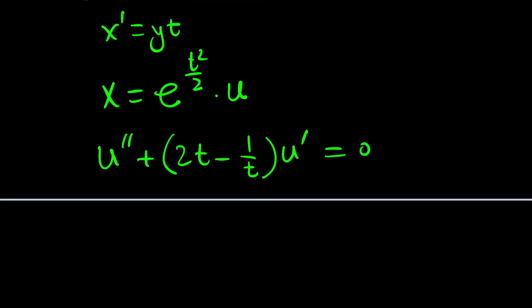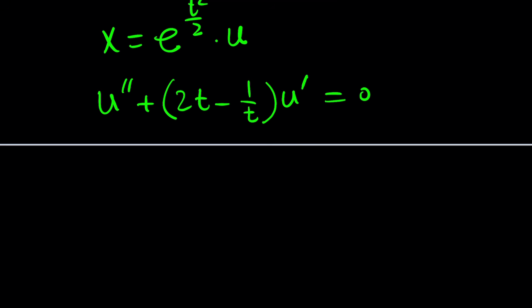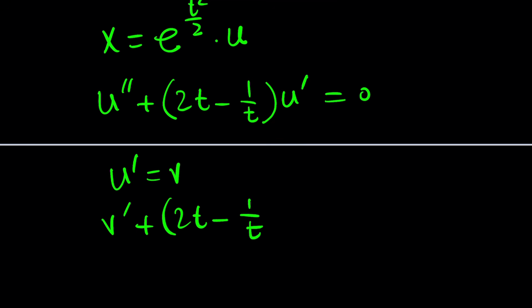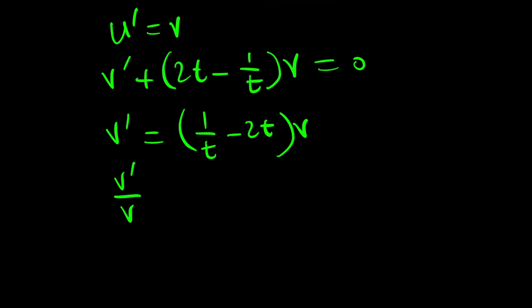And guess what? We can actually reduce the order of the derivative because we don't have u, we have u prime and u double prime. So if you set u prime equal to v, this equation is going to turn into v prime plus the (2t minus 1 over t) expression multiplied by v equals 0. And guess what? This is separable. How do you separate that? You can first put everything on the right-hand side, like, negate it like this. And then you can divide both sides by v. v prime over v is equal to 1 over t minus 2t.